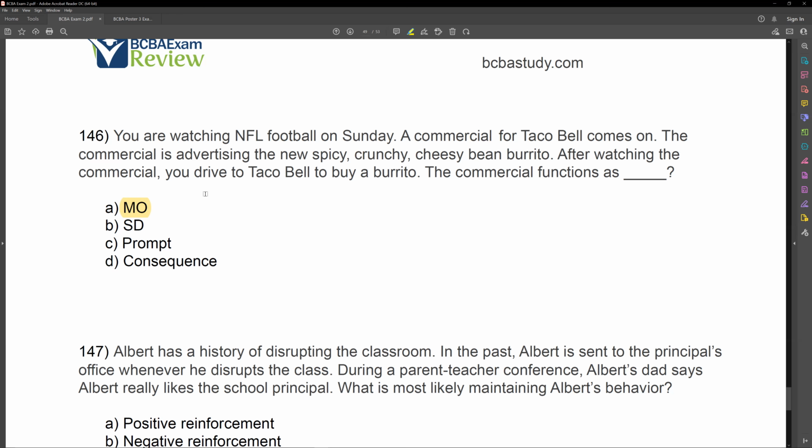Why is Taco Bell the SD? Because Taco Bell says, okay, now the burrito is available. The commercial doesn't say the burrito is available unless you had this at your house. But you didn't, so you had to drive to Taco Bell to actually get the burrito. You can be motivated to have something, but unless there's an SD, it's not available. That's the key difference between MOs and SDs.